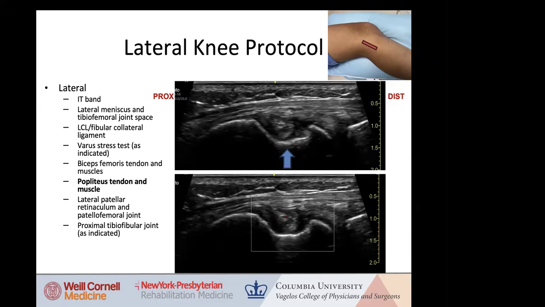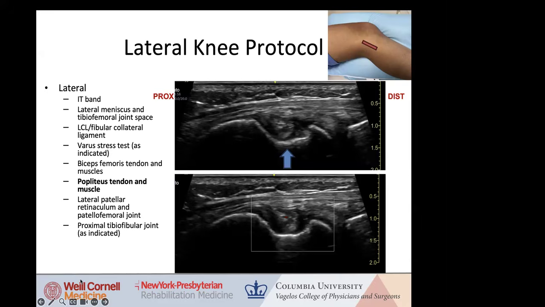I know I've been redundant on this, but when I start my lateral knee protocol, I always start anteriorly with the joint, looking for an effusion. And also in this case, the clue that there could be some underlying degenerative changes is thickening of the suprapatellar synovial recess. When you see thickening of that, oftentimes it's related to an intra-articular process, in this case, probably developing osteoarthrosis. So again, I always start my knee protocols anteriorly.